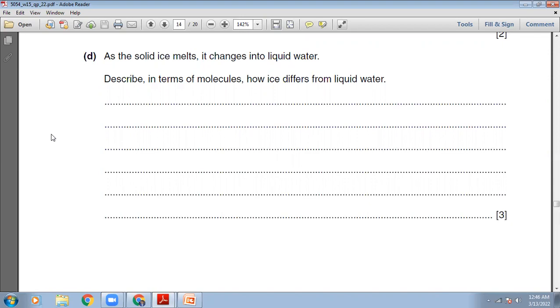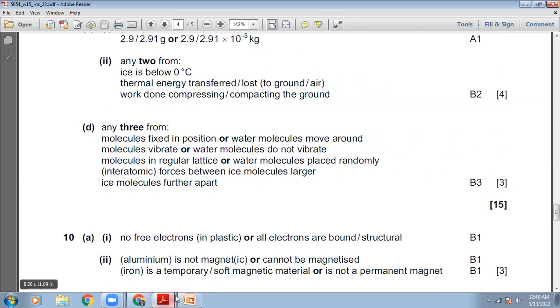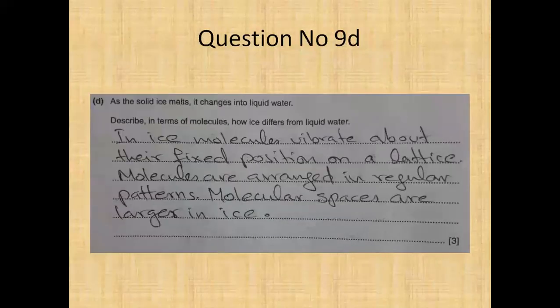And the intermolecular spacing in the ice is larger as compared to the intermolecular spacing of the molecules of the water. You see, the behavior of the water is a little different from other liquids. When you convert the water into ice, its volume increases. That's why we use the last property, in which we are saying that the distance between the molecules of the ice is larger than the distance between the molecules of the water. So let me show you my answer.